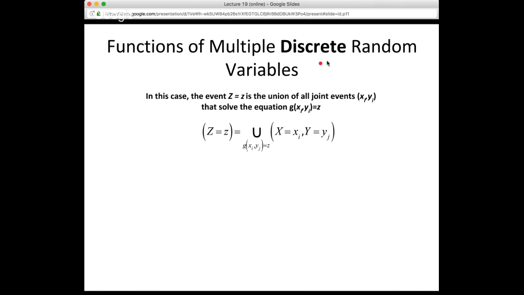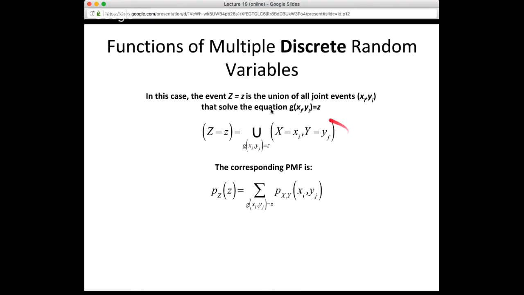And of course, this is the case for discrete random variables. So I'm going to start with the discrete random variable case and go to the continuous random variable case. You can see that because I'm talking about specific values of xi and yj that, when plugged into g, give us z.